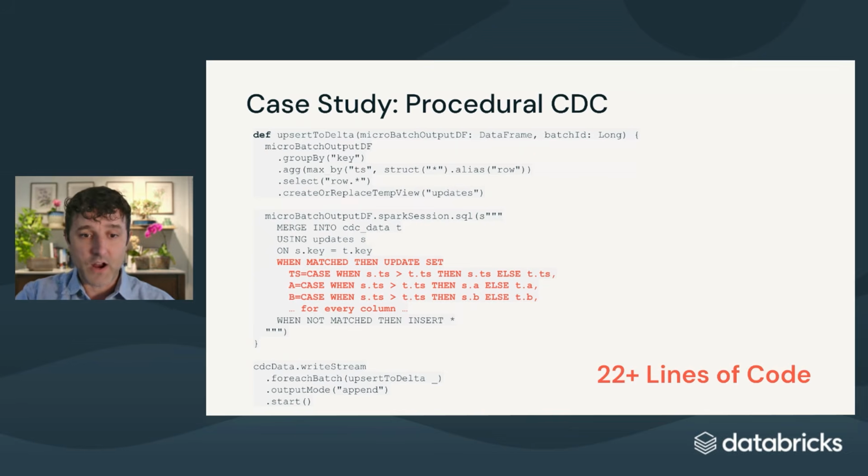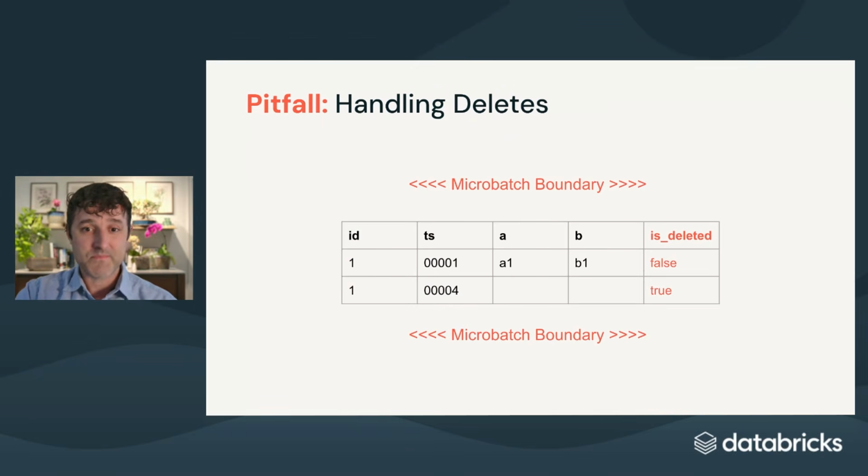So we'll modify our program again. We can see it's getting a little bit more complicated. And now we're having to write logic for every individual column to make sure that it's handled correctly. We're now up to over 22 lines of code. And unfortunately, it's still not complete.